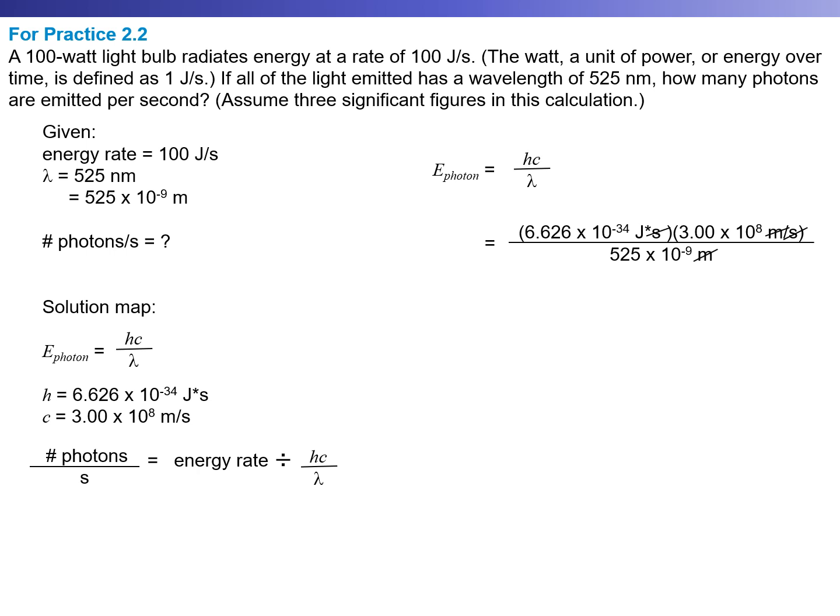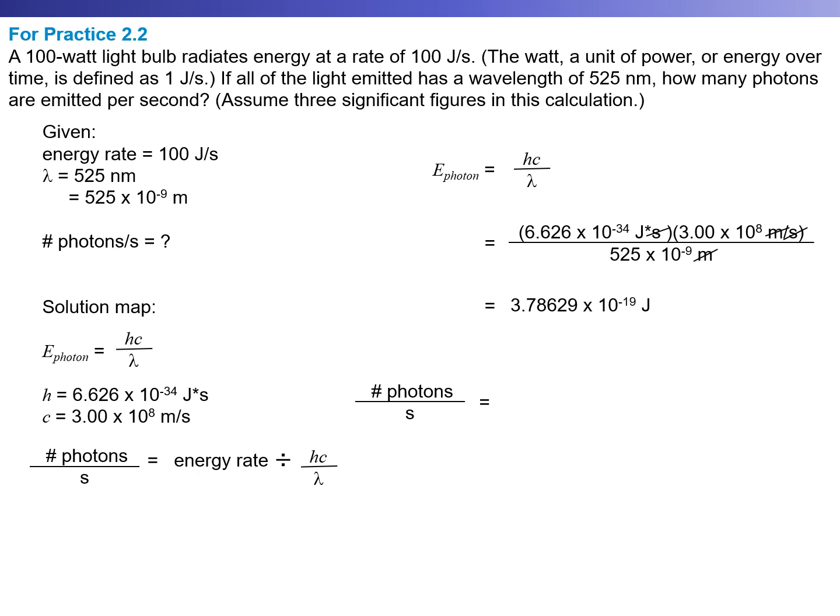So with all of our units taken care of, we do the math, and our value ends up being 3.78629 times 10 to the -19th joules. I like to leave all those decimals there because it prevents any propagation of error from prematurely rounding. All right, so what are we going to do next?